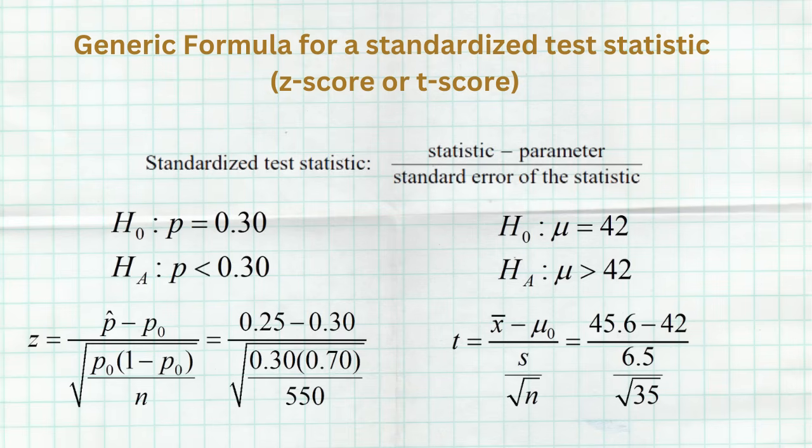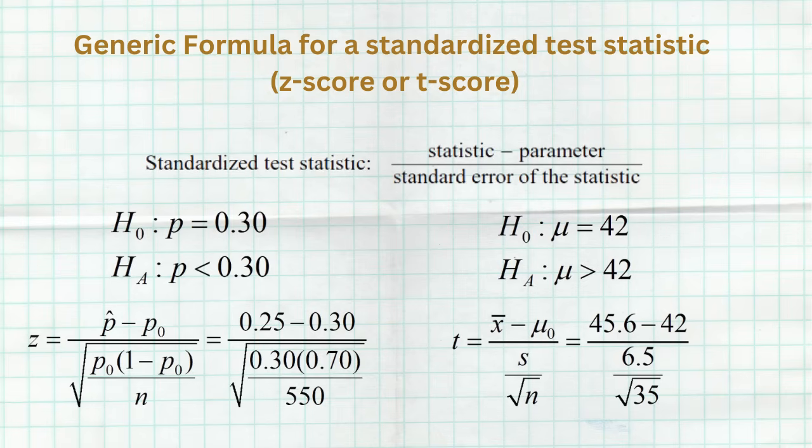You just have to remember it's a test statistic: a sample statistic, either a p-hat or an x-bar, or maybe the difference between two p-hats, the difference between two x-bars as well, minus what you believe to be true from that null hypothesis, whether it's a p or a mu, and then divided by that standard error.